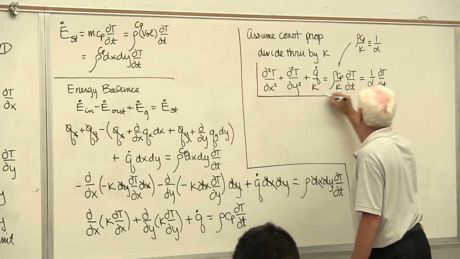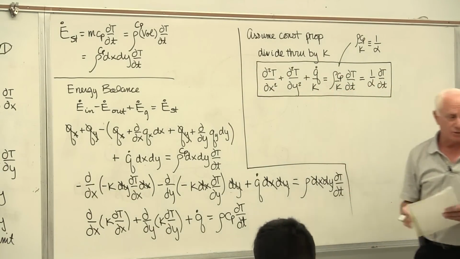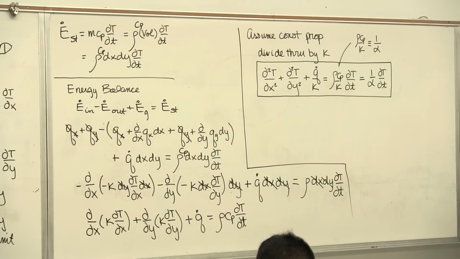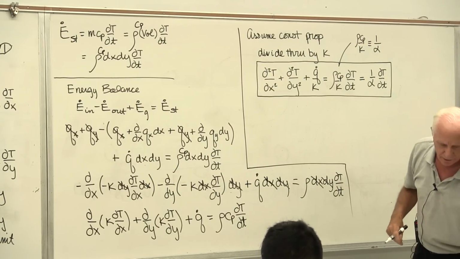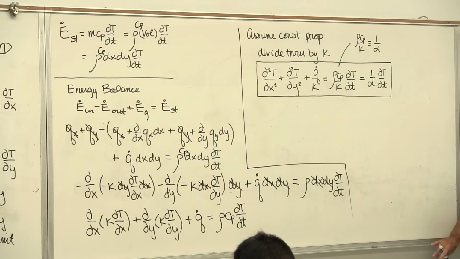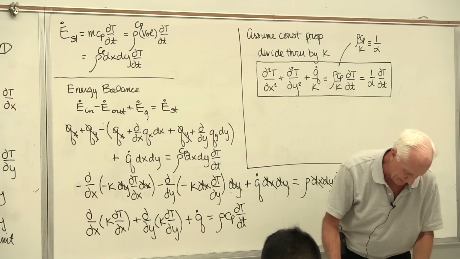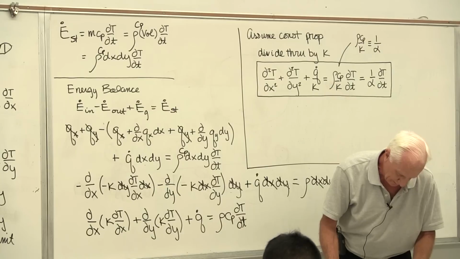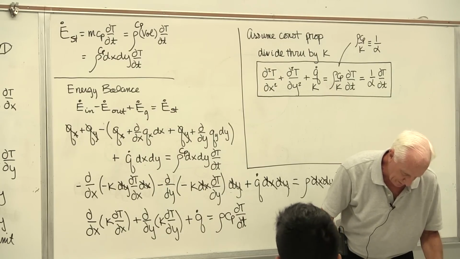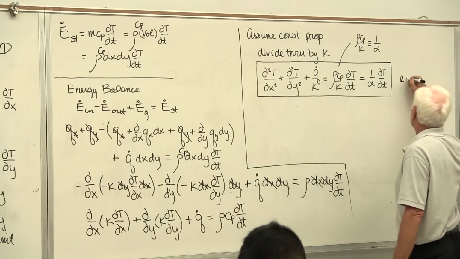This boxed equation is called the heat diffusion equation in 2 dimensions. If it's 3 dimensions, all we do on the left-hand side is add the second partial of T with respect to z. And that equation is in the textbook, equation 2.22.